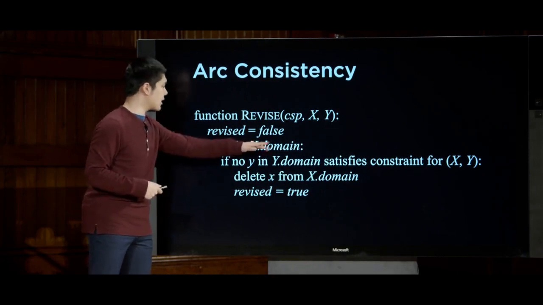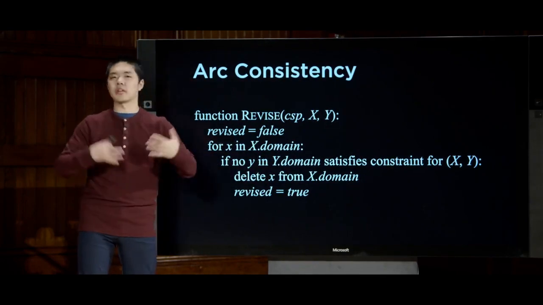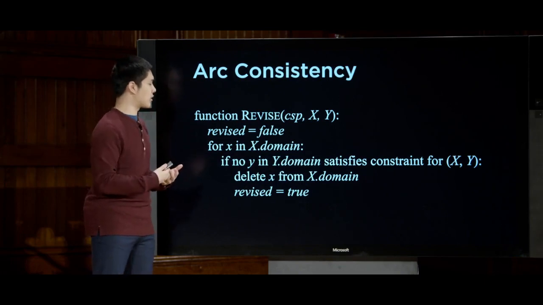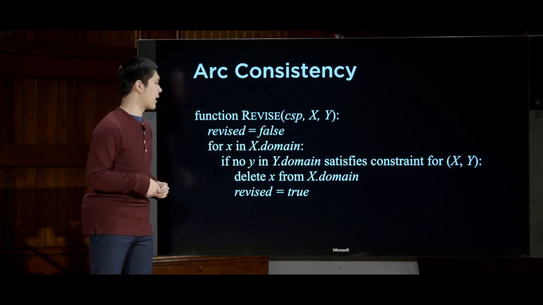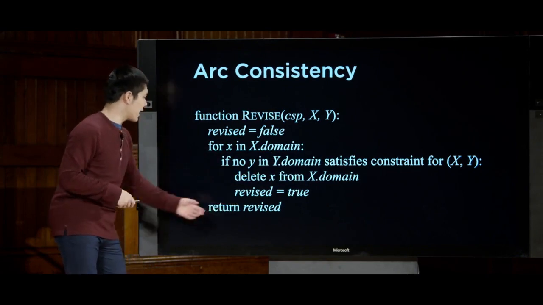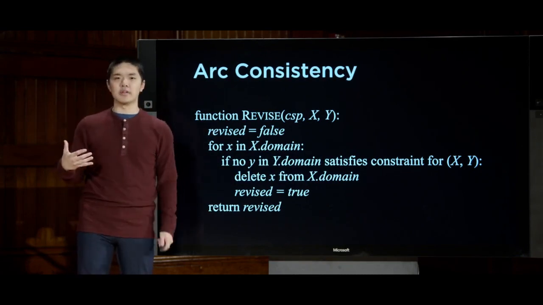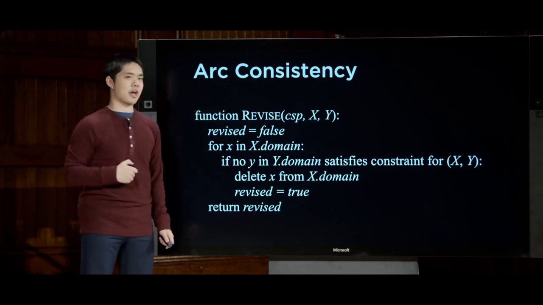We'll do this again and again for every value in x's domain. Sometimes it might be fine. In other cases, it might not allow for a possible choice for y, in which case we need to remove this value from x's domain. And at the end, we just return revised to indicate whether or not we actually made a change.